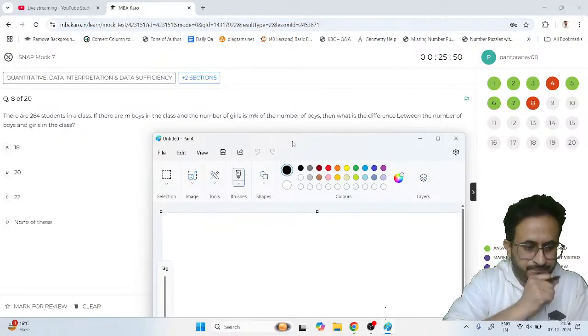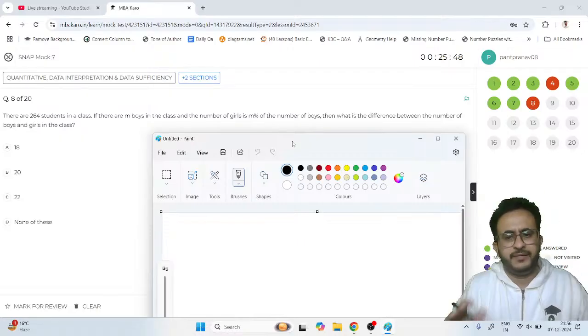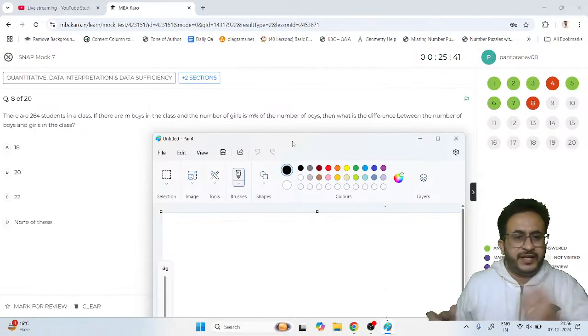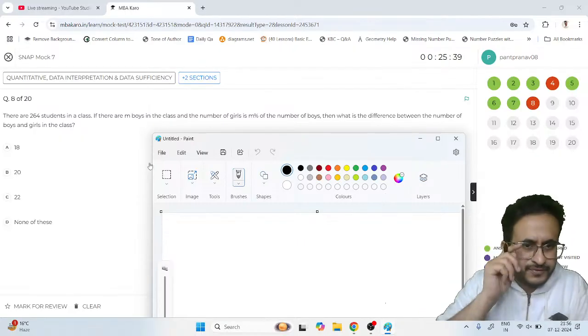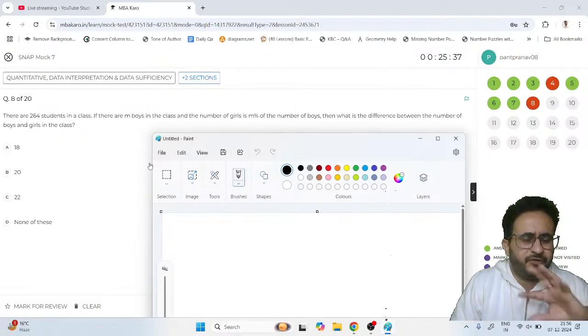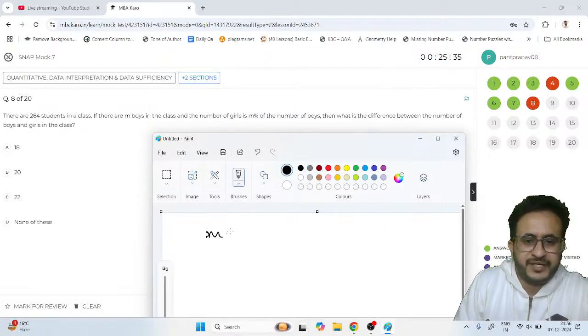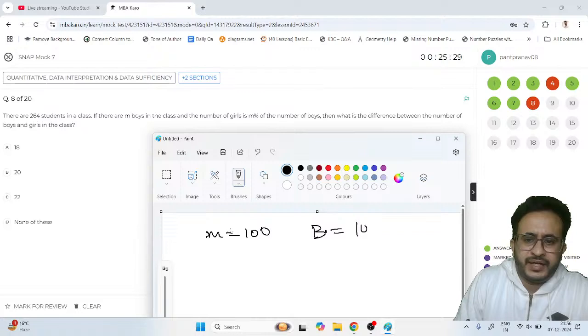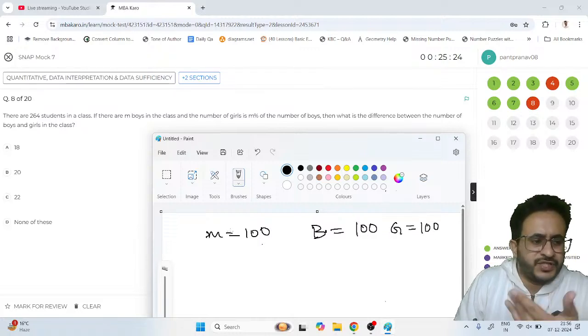Now remember, in such questions, m will be like wherever you have to find the percentage of a number, so it means divided by 100. So typically it will be a multiple of 10. If you take m as 100, what will be the number of students? Boys will be 100 and girls will also be 100. So total is 200, so we have to check a higher number.